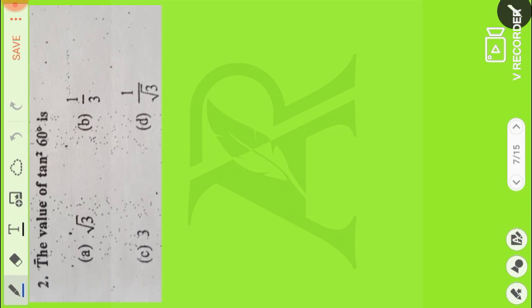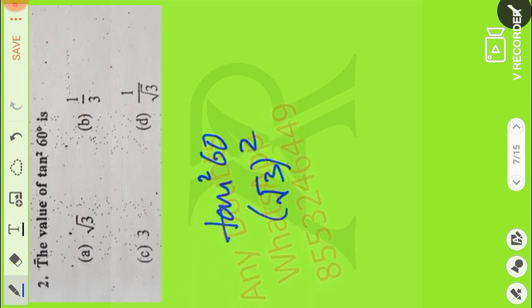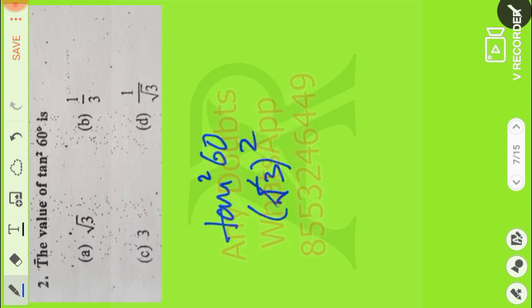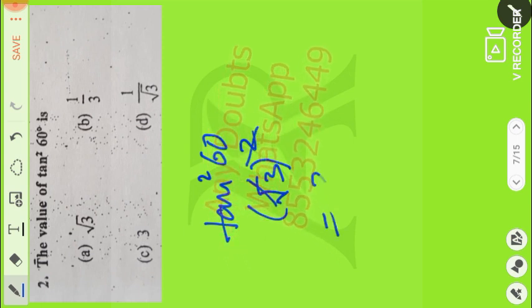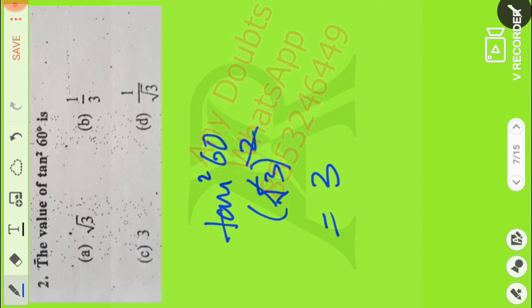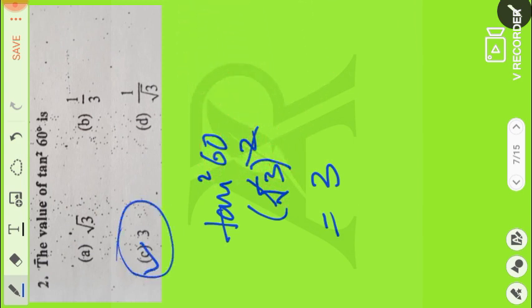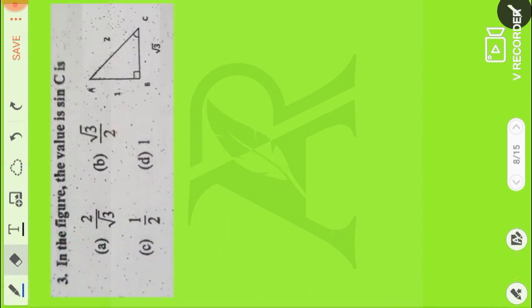Let us see the next question. The value of tan square 60 degree is. We need to find tan square 60 degree. If you have memorized the table, you can easily say that the value of tan 60 degree is root 3. Since they have given square, I will put whole square. Now root and square will get cancelled. I will be left with 3. Let us see the options. Option C, 3, is the correct answer.